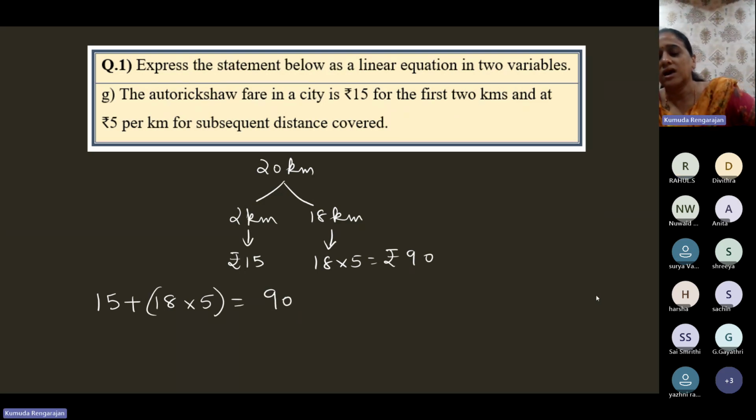Rahul, kindly disable the mic on your phone, Rahul. Sorry, ma'am.